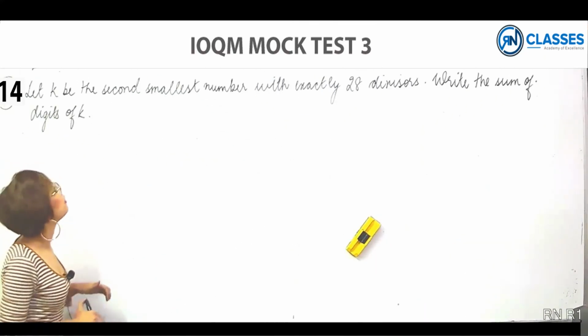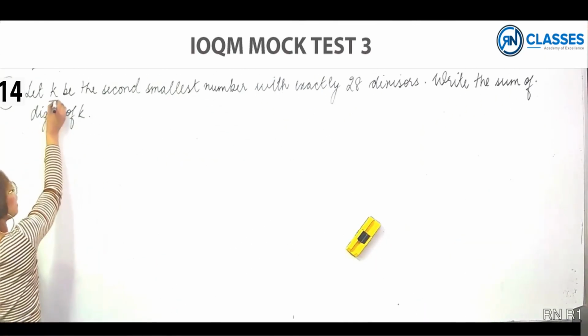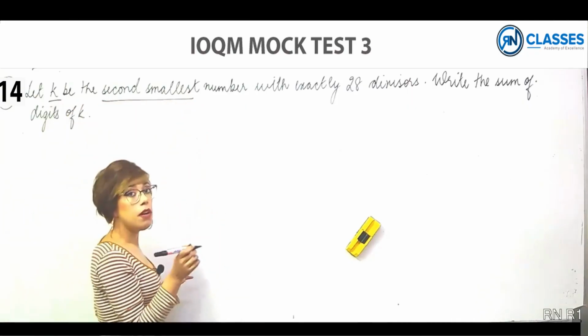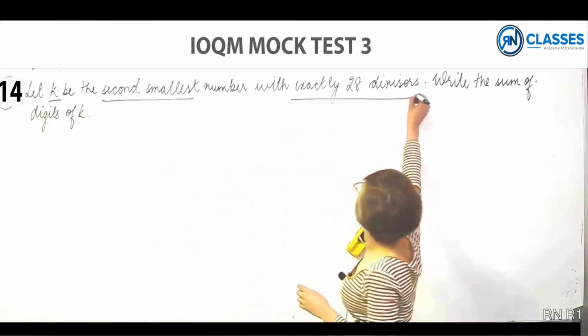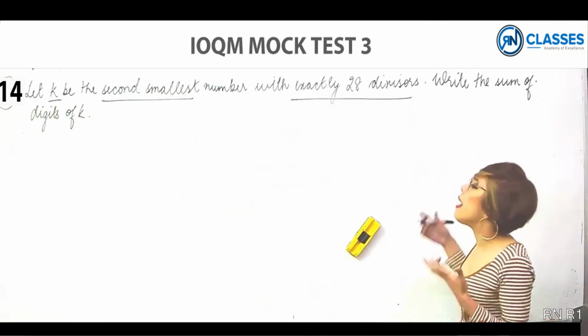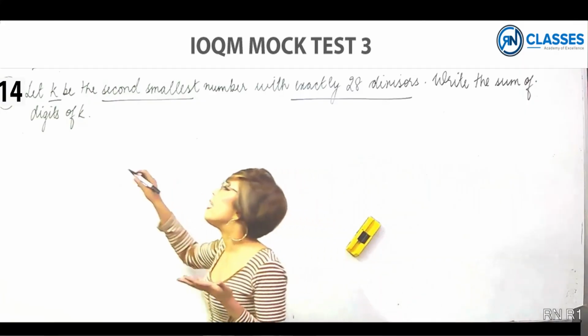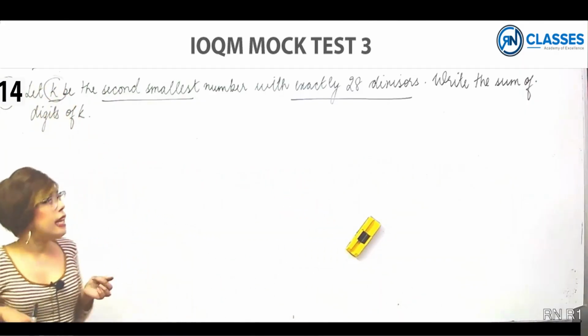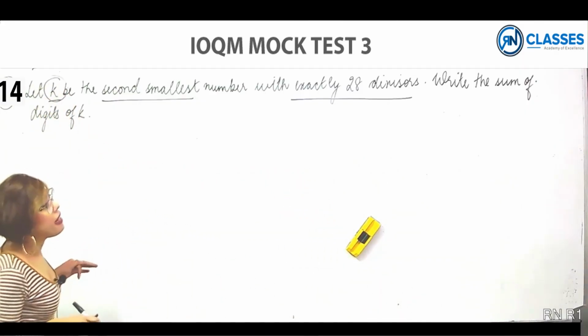Alright, on to the next one. He says let K be the second smallest number with exactly 28 divisors. Write the sum of digits of K. Basically, I need to find the value of K. Right? Now mind you, he says exactly 28 divisors.